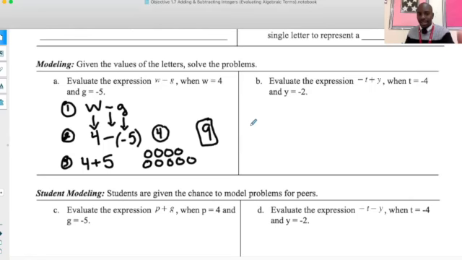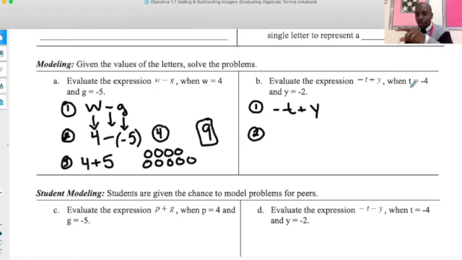And we're going to follow the same 4-step pattern to solve this one. So step 1, let's rewrite the expression they're telling us. This expression is -t plus y. So -t plus y. The second step, we're going to look and say, okay, well, what did they tell us T stood for? What did they tell us Y stood for?